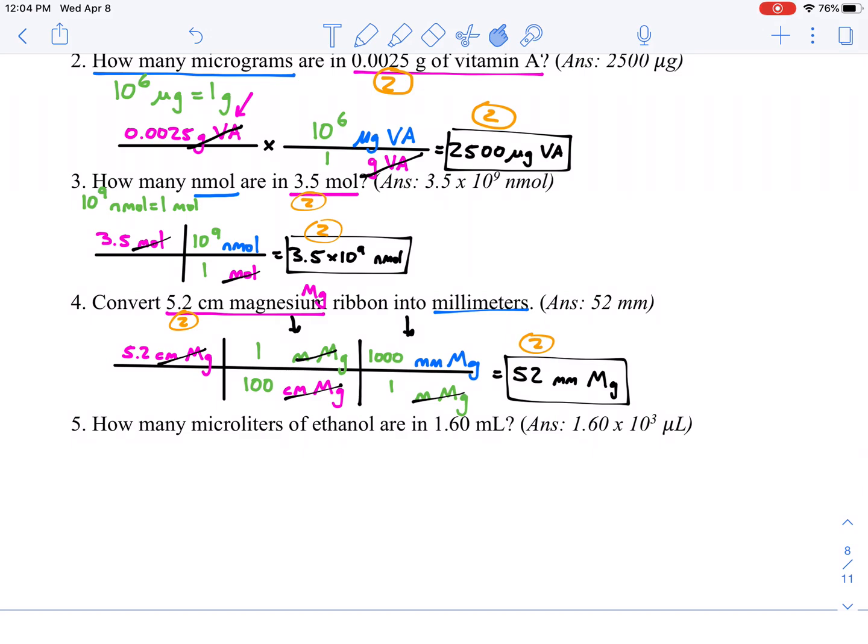All right, let's try one more. Again, we're going to have multiple steps here. We can write out fractions like we did before if we'd like. Let's define what we know. We know that we have 1.60 milliliters. Our end goal is to get to microliters of ethanol. We'll abbreviate ethanol in a second. And let's see how we can get there.